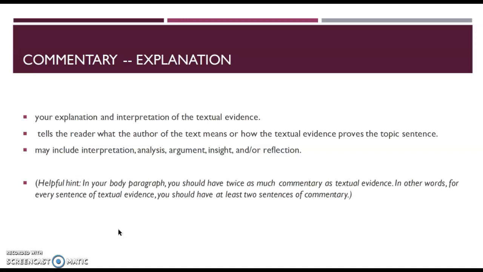Why is it important? And my little helpful hint here: you should have twice as much commentary as you do textual evidence. So for every sentence of textual evidence, you should have at least two sentences of commentary. This is the heart. This is where you're going to develop your thesis statement, your ideas, okay? This is the important part of your body paragraphs. This is the analysis portion.